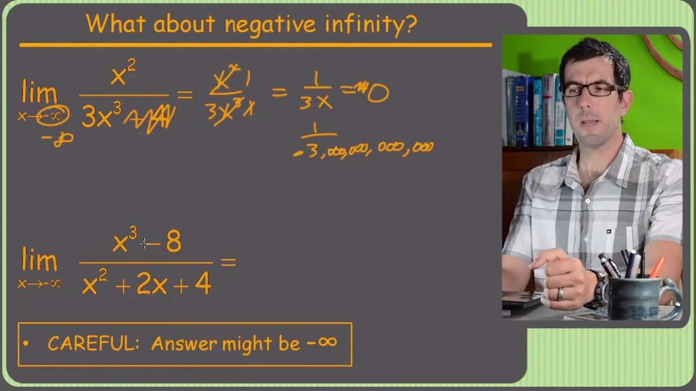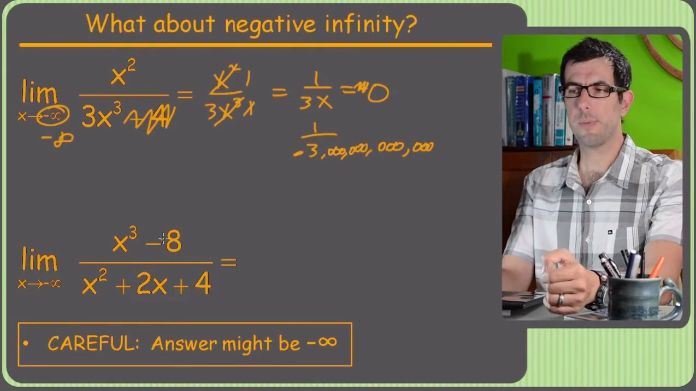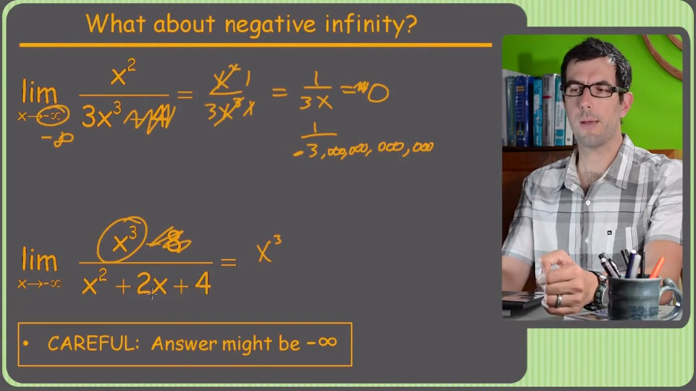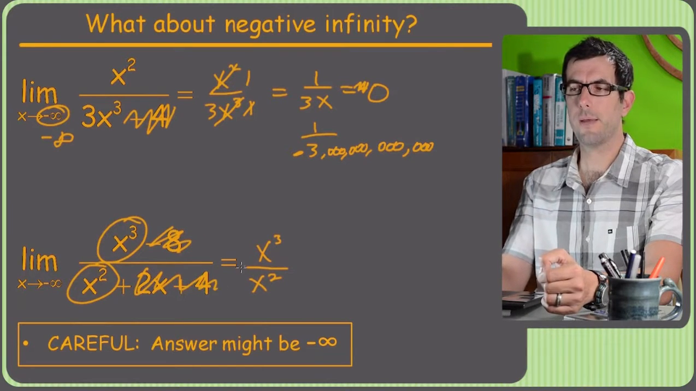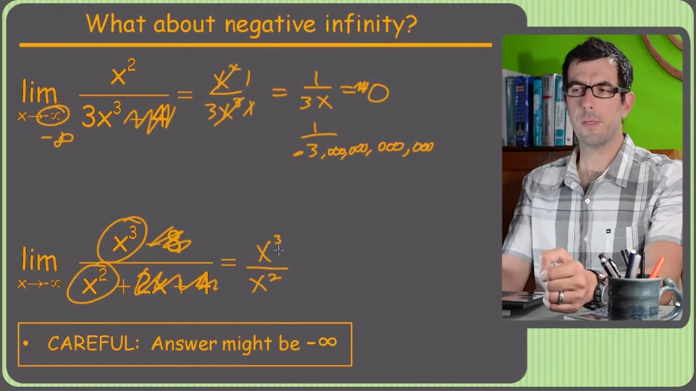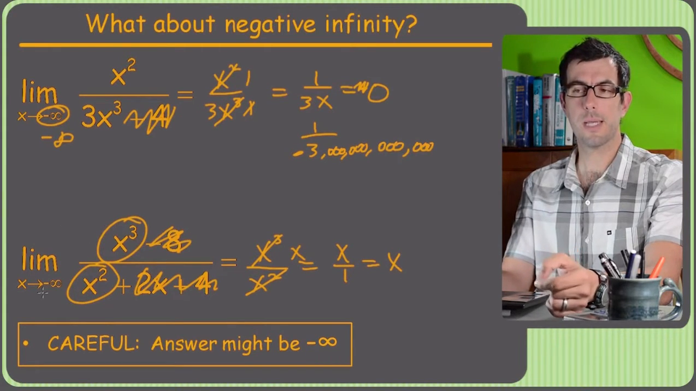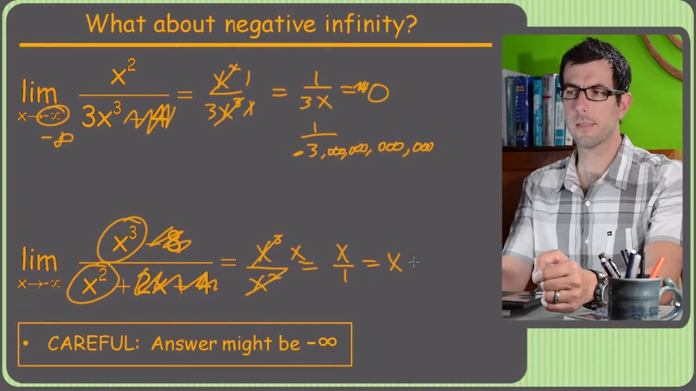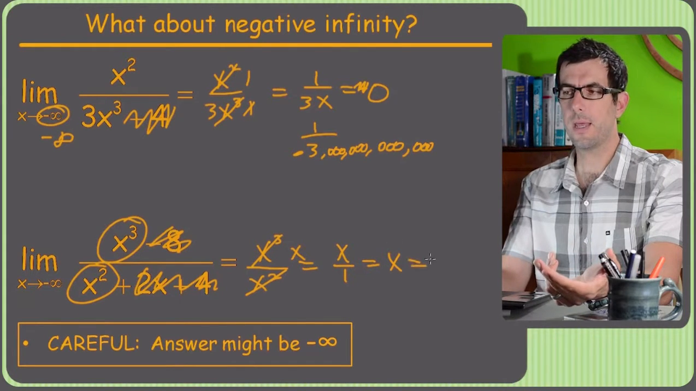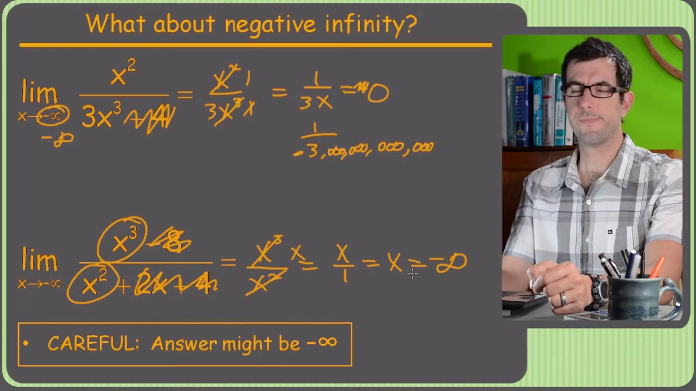All right, same thing on this bottom one. We're just going to ignore everything except the biggest power. So x cubed we keep. Negative 8 we throw away. Downstairs we keep x squared. Throw everything else away. Now this reduces to, we can pull out an x squared from both. So if you cancel out the x squared, you're left with just an x upstairs. So x over 1 is x. And of course, what's the limit as x approaches negative infinity of x? Well, you just plug in negative infinity and you get negative infinity.